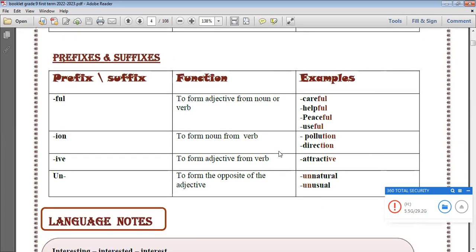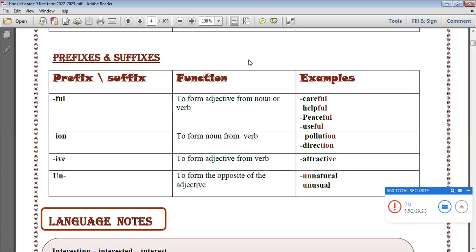After that, we have here this part, the prefix and suffix. Prefix and suffix are, as you know, some letters we add at the beginning of the word, or at the end of the word. Maybe if you want to change it from adjective into noun, or from a noun into a verb, or from an adjective into a verb. Okay, first we have the suffix full.